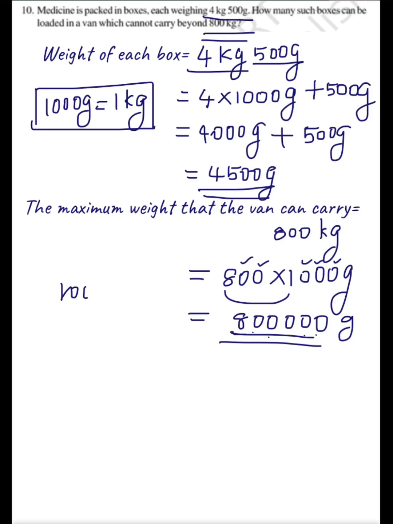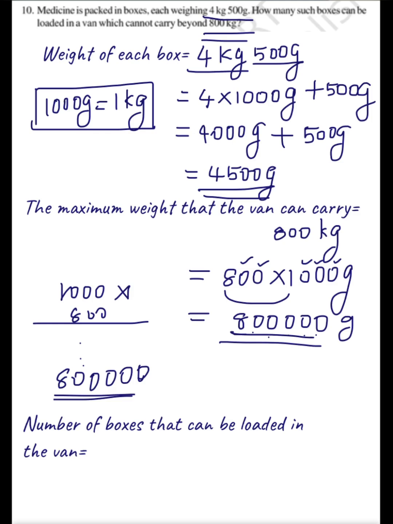Or you can simply multiply it in this way, 1000 into 800, and you will get the same answer. So the maximum weight that the van can carry is equal to 8 lakh grams. Now, how many such boxes can be loaded in a van? We need to find the number of boxes that can be loaded in the van.